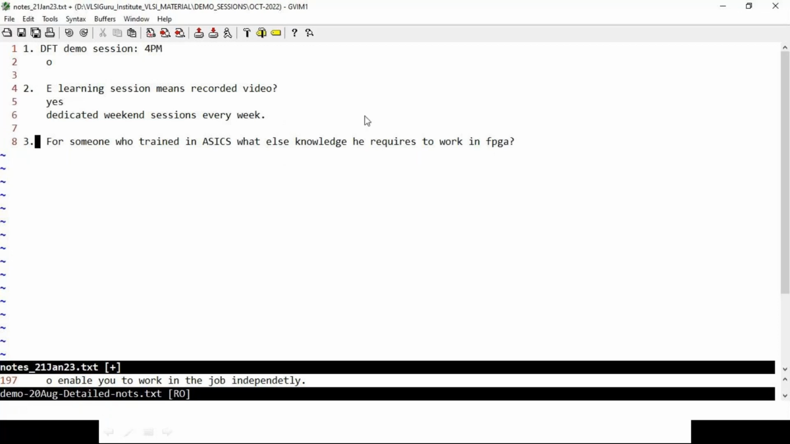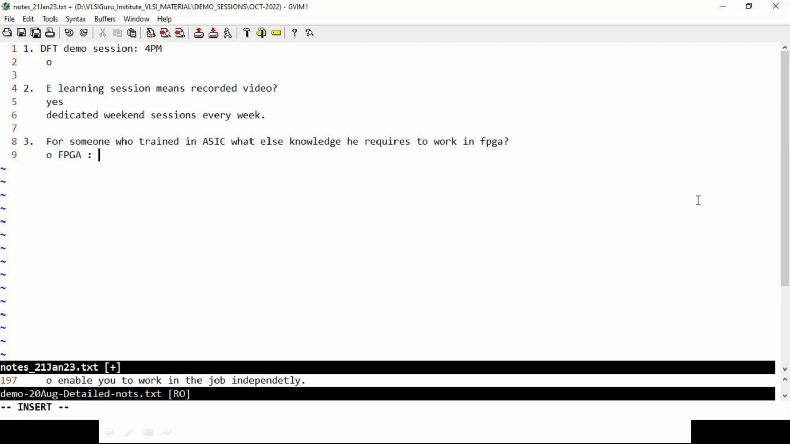For someone who trained in ASIC, what else knowledge does he require to work in FPGA? See, for FPGA, they need to understand the FPGA board. What does an FPGA board make up? Then they need to learn how to synthesize, how to convert the code into a netlist, and how to put that netlist onto the FPGA board. While doing that, they need to learn the flow. Someone who is trained in ASIC needs to do one entire flow on FPGA to become comfortable with the FPGA flow.